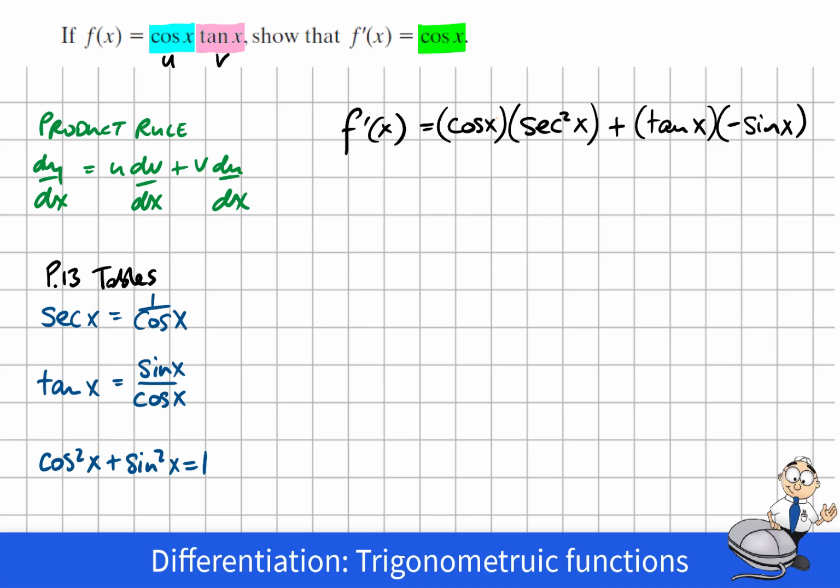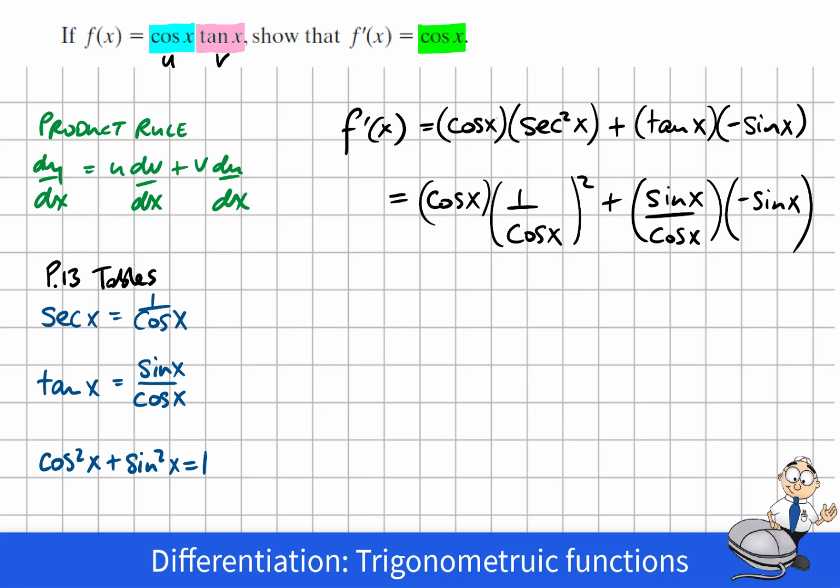Okay, so let's replace our sec squared x and our tan x with these terms. So we can write our derivative as cosine x being multiplied by 1 over cos x, all squared, plus tan x, which is sine x over cos x, being multiplied by negative sine x. Now when we neaten this up, applying in the square, it becomes 1 squared over cos squared x, and cos x and cos squared x have a common denominator of cos x. So this becomes just 1 over cos x.